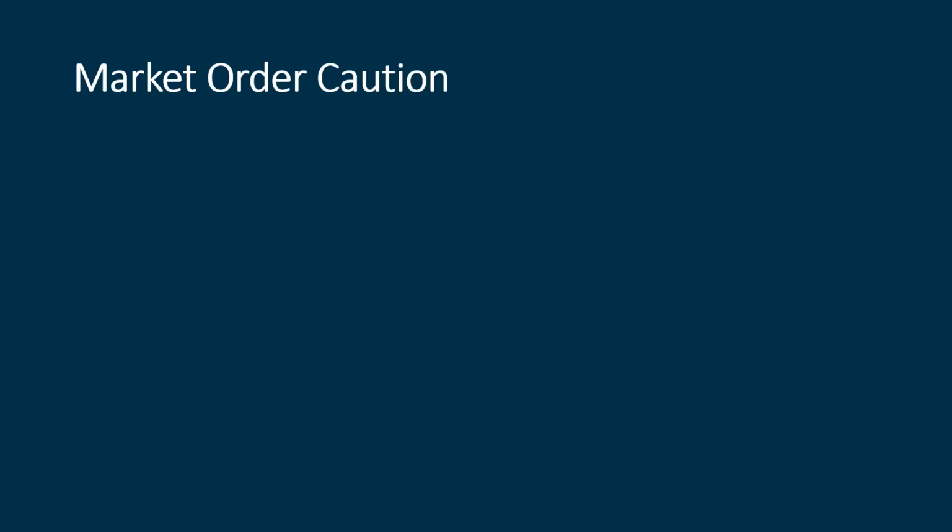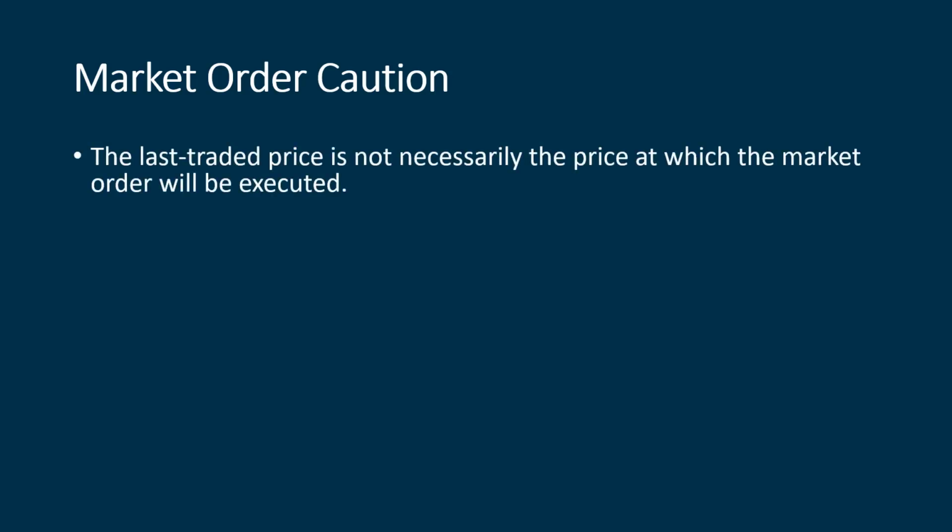There's some caution that we need to take when we're looking at market orders. The last traded price is not necessarily the price at which the market order will be executed. If you bought at 10 and you're looking at getting out at 15 and you go, oh wow, the last trade was at 15, I'm going to put in my order right now as a market order, it doesn't necessarily mean that you'll get filled at 15. It might be lower than 15, but at the same time, it might be a little higher than 15.